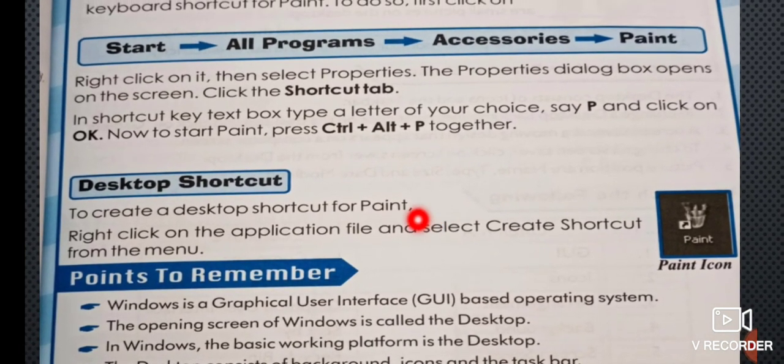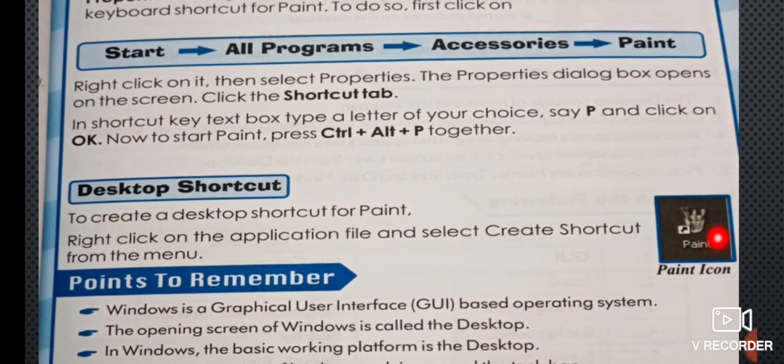And then if you want to create a shortcut on the desktop, you have to right click on the application file and just select create shortcut from the menu. So the Paint shortcut gets inserted.